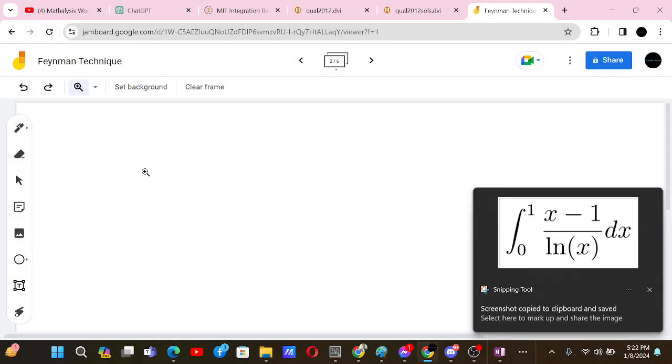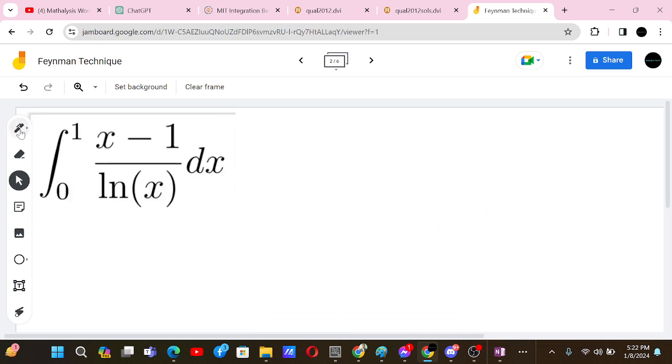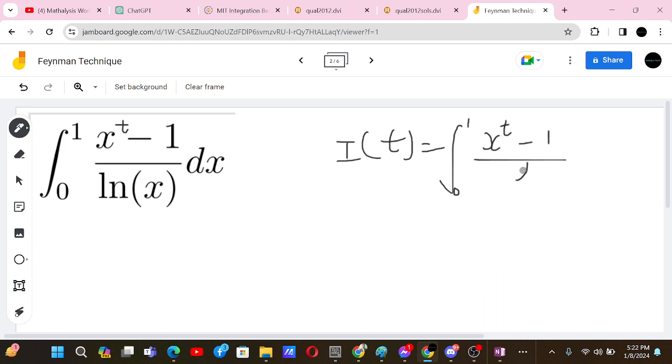So the first integral is a bit easy. Now for this integral, if we just introduce a new variable t over here, then that will make our life easier. So let's see how. If we define I of t as integral from 0 to 1 of (x to the power t minus 1) by ln x, in this case, our aim is to find I of 1, which is the result.